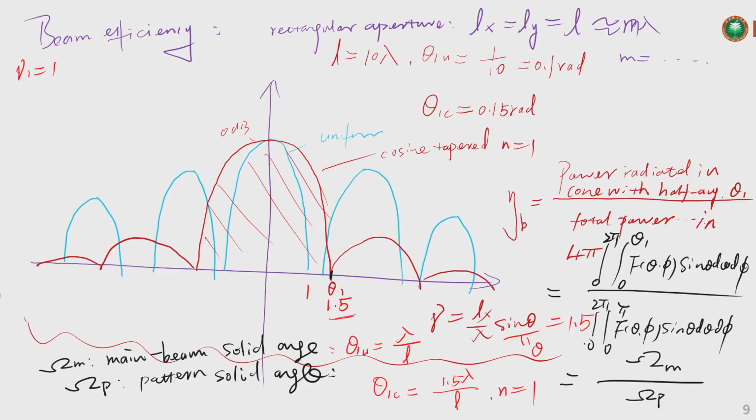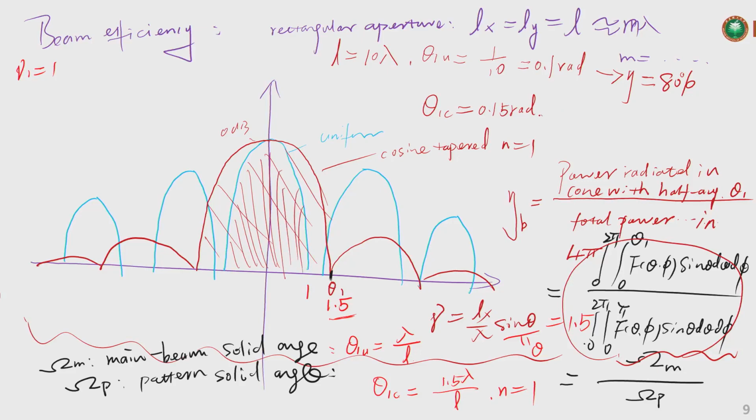Alright? So when we substitute these equations into this part, take the integration. So for this part, that means eta is around 80%. So that means 80% of the radiated power is carried by the main lobe.